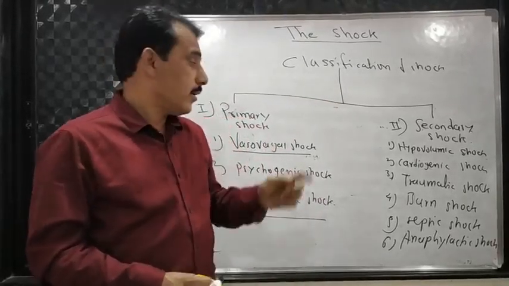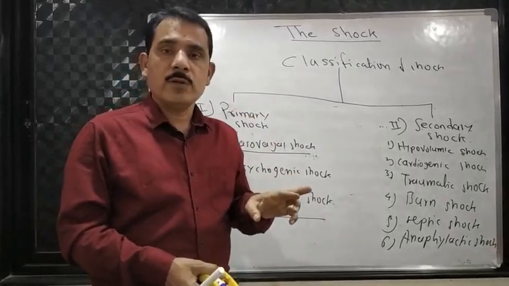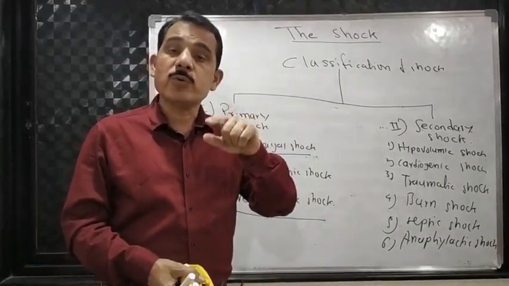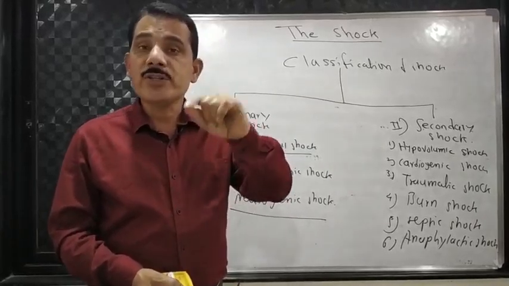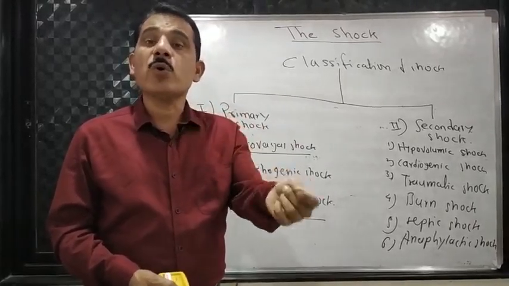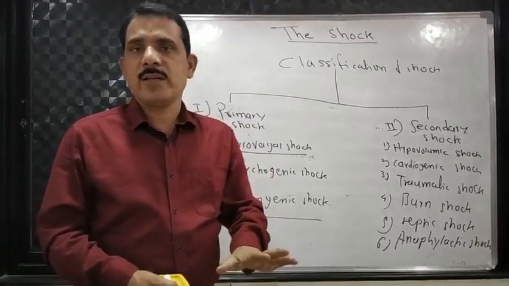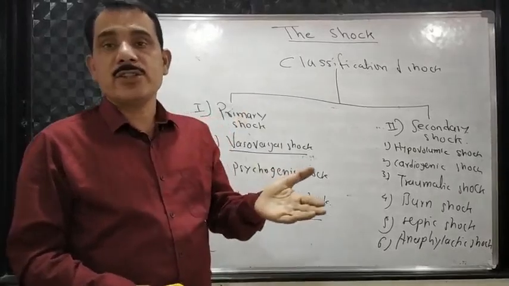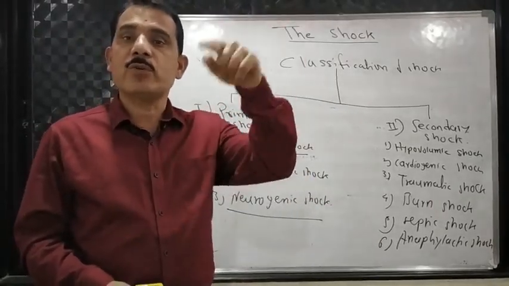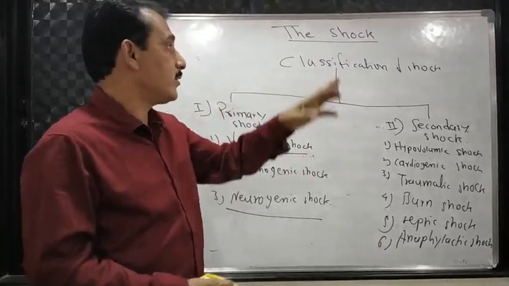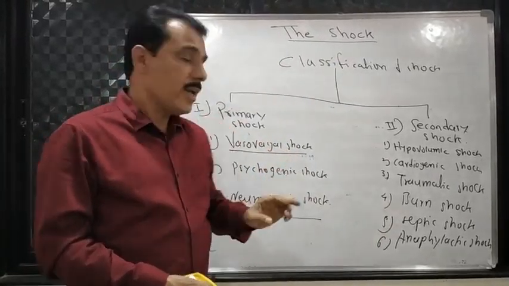Why is there decreased cardiac output? This decreased cardiac output is due to injury to the sympathetic nerve, which abolishes the constrictor effect on the peripheral vessels, causing decreased venous return to the heart, leading to decreased cardiac output, resulting in collapse of peripheral circulation and subsequently the shock. This is neurogenic shock.